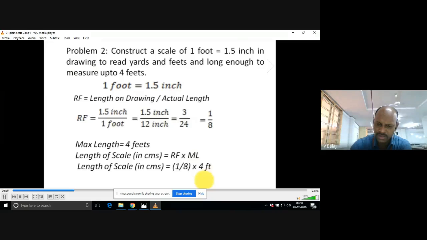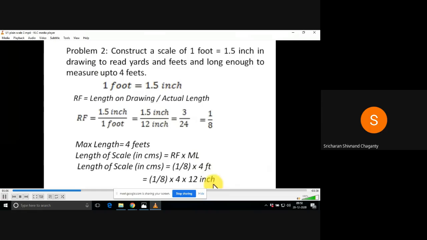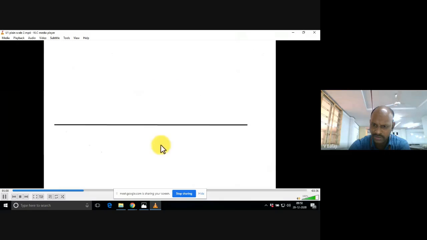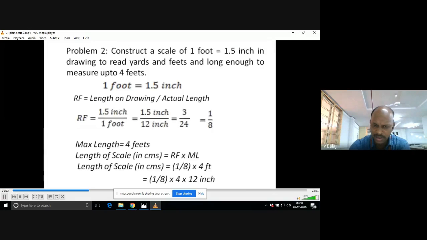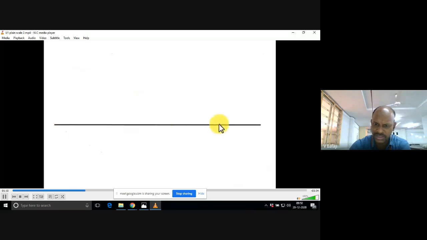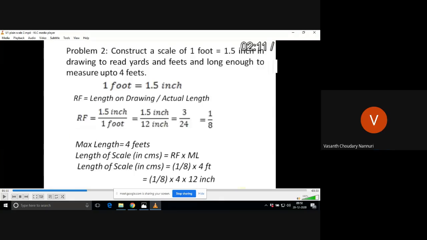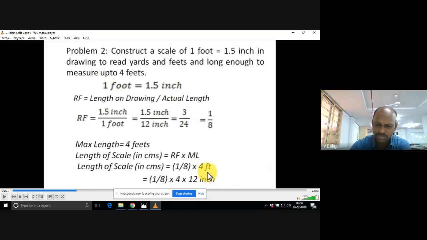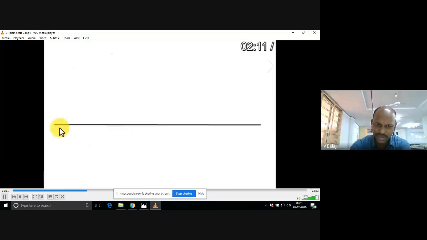You take that length and start the procedure. So you would get 15.2 centimeters, and how many feet does that represent in the actual problem? This line represents how many feet? Almost 1 foot, or more than 1? No, 1 foot, sir? No, 4 feet. Yeah, that is correct.